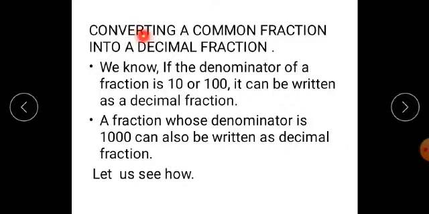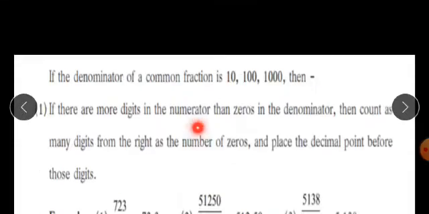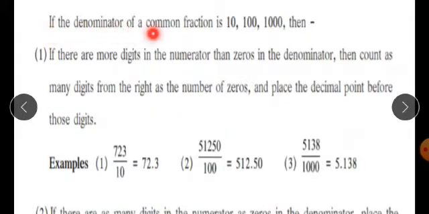Next concept, converting a common fraction into a decimal fraction. We know if the denominator of a fraction is 10 or 100, it can be written as a decimal fraction. A fraction whose denominator is 1000 can also be written as decimal fraction. Let us see how. If the denominator of a common fraction is 10 or 100 or 1000, then what you have to do? Follow these rules, then it is very easy for you to understand.